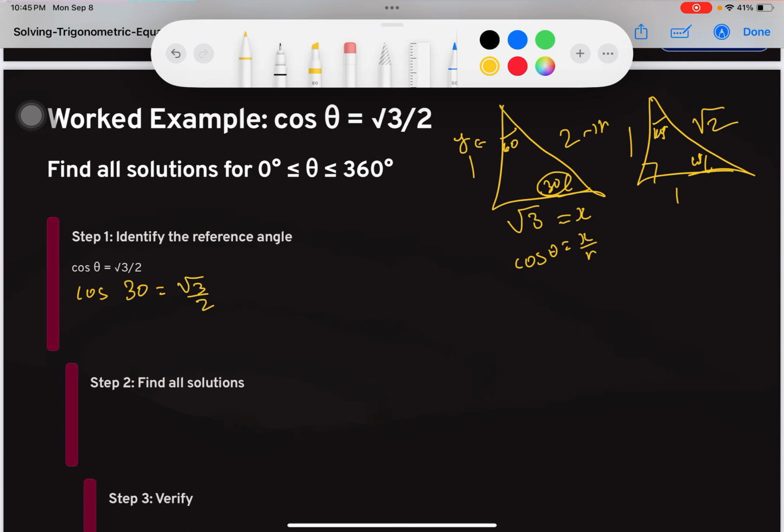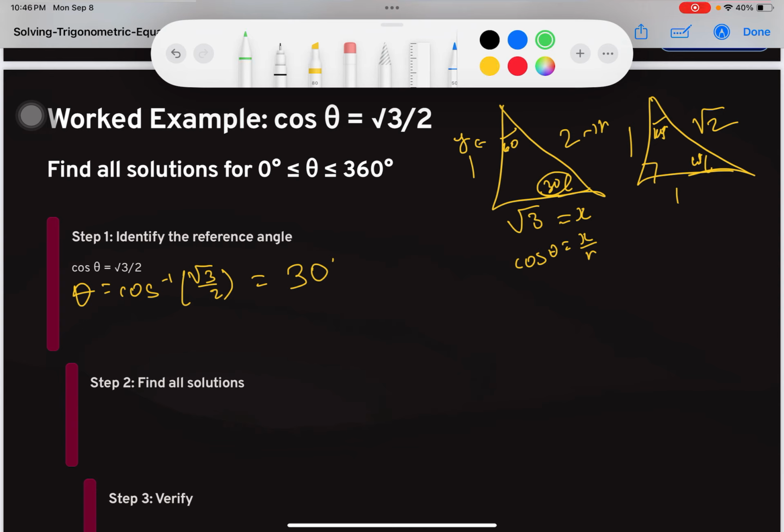But we can't really write this directly like this. So we have to write this in the form theta equals cos inverse of root 3/2, which equals 30 degrees. And you'll be thinking, okay, wait, I forgot to put our CAST rule. I need to find how many solutions there are and in which quadrant they lie.